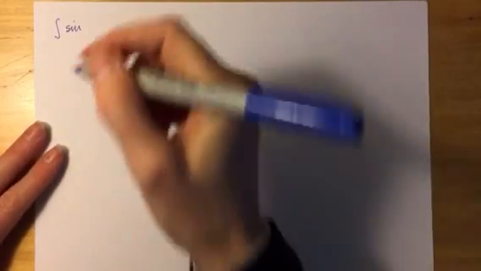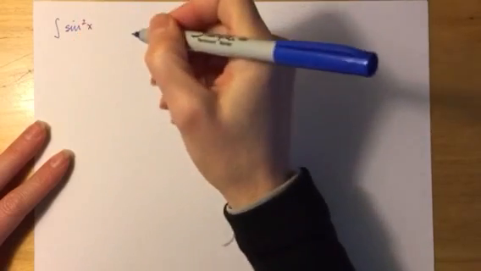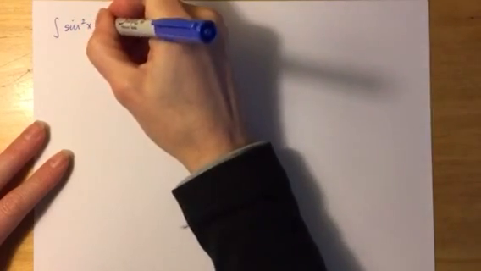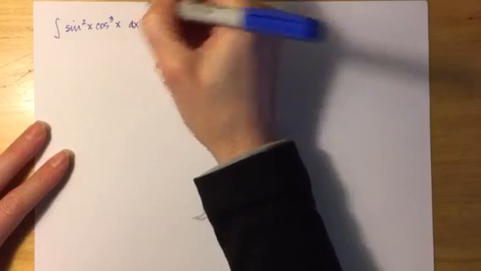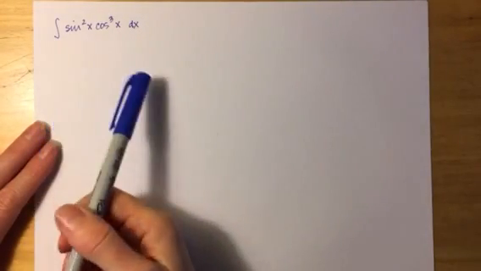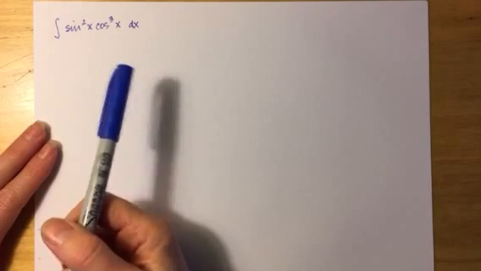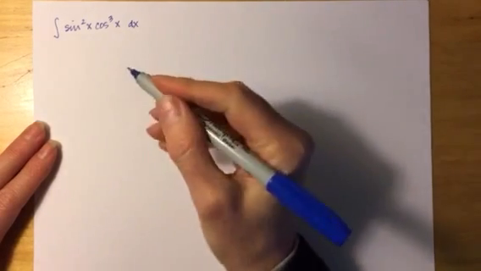Okay, so the integral is sine squared times cosine cubed. And believe it or not, this is a substitution problem. So we know that sine and cosine are derivatives of each other, so maybe that helps it to make sense.